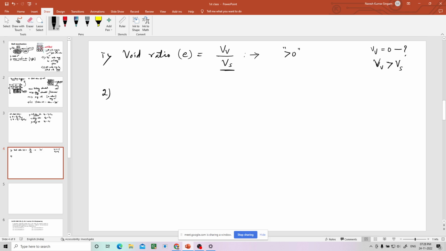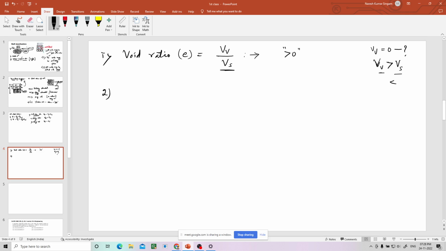Can somebody reply? Can the volume of voids be greater than the volume of solids, or should it be less than? It can be. How? Can you modify your sentence? Or else you can just tell me, can you have a control over the volume of voids?